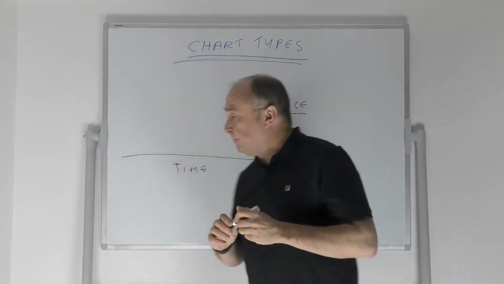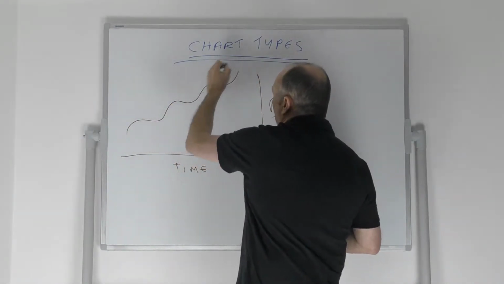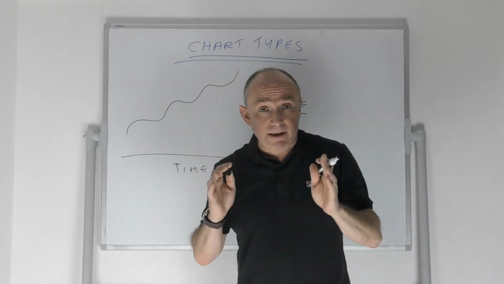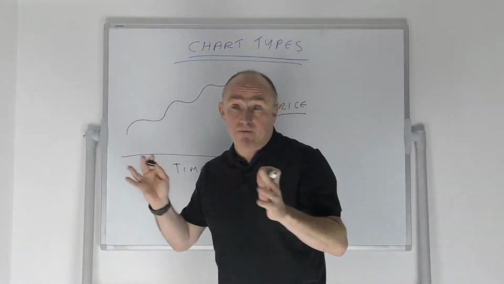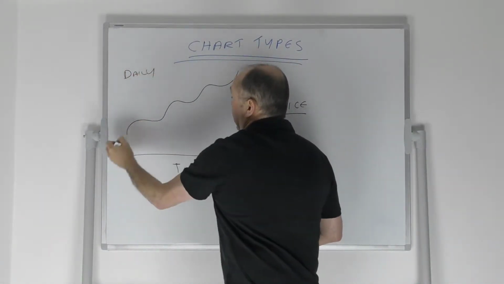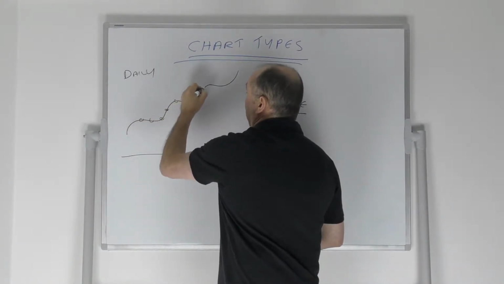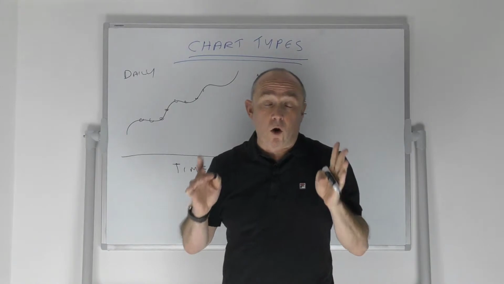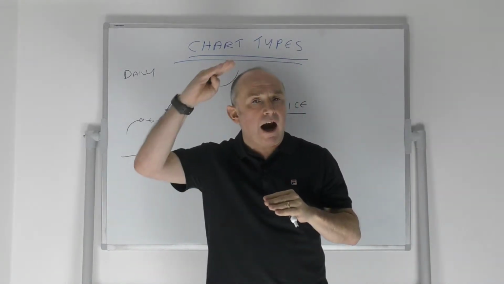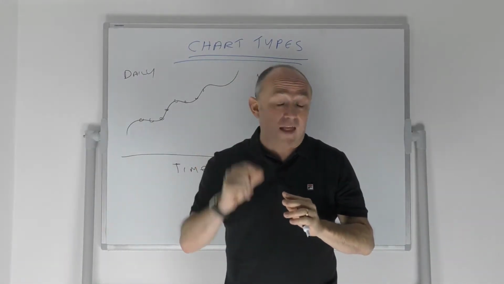Now, the line graph basically looks something like this. Each point on a line graph is a data point, and it represents the closing price on a particular time period. So, for example, if this was the daily chart, each point on this line chart would represent the closing price of that particular Forex pair or stock on that day. So it ignores the highs and the lows, it just focuses on the closing price on that particular time period.